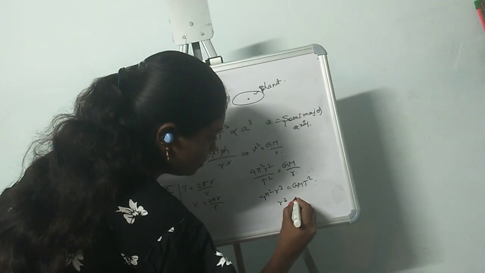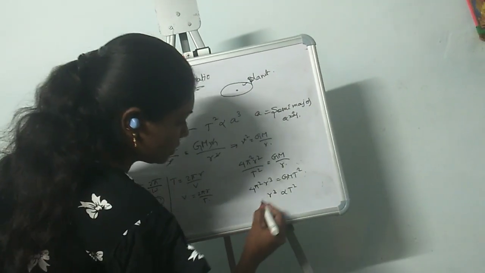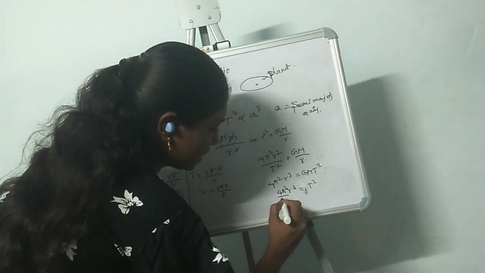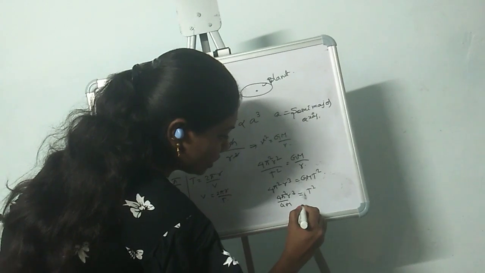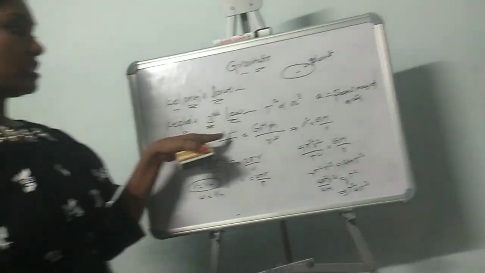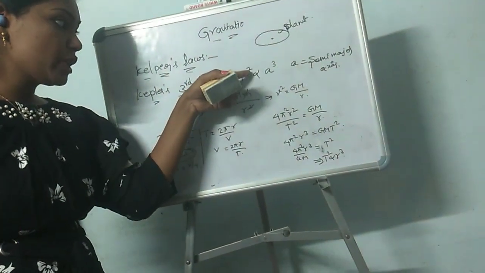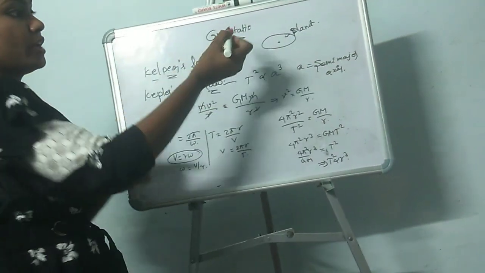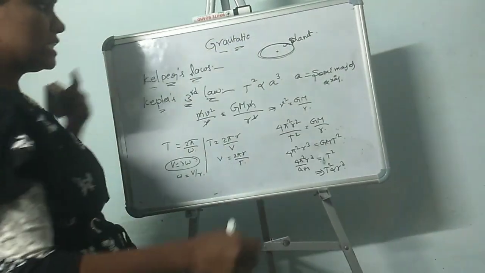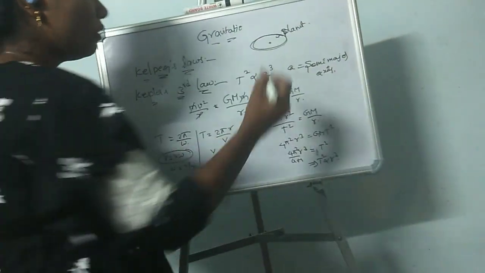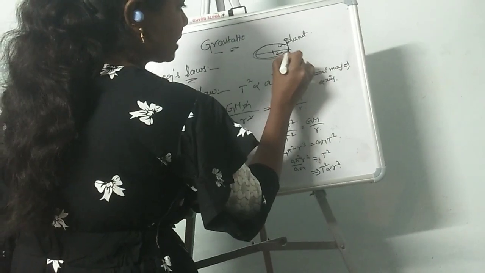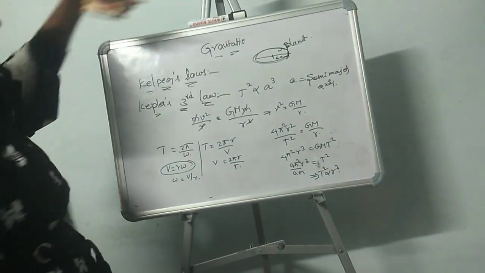That means r cube is proportional to T square, with constant 4 pi square by GM. That we can write T square is proportional to r cube. So from Kepler's third law we can write: the square of time period of revolution of a planet around the sun is directly proportional to the cube of semi-major axis of the elliptical path traced by the planet.